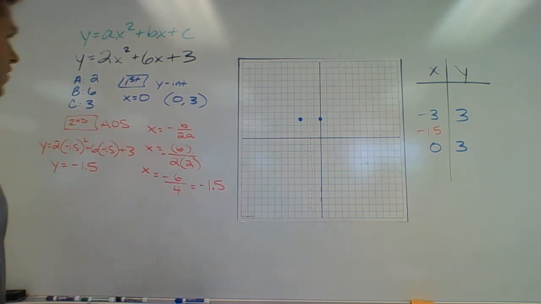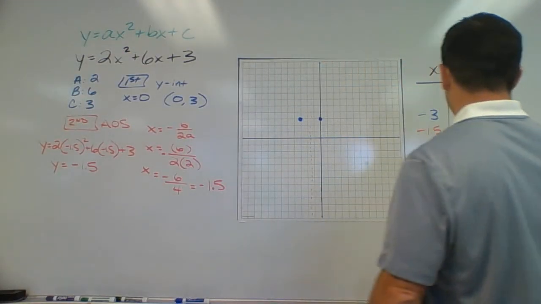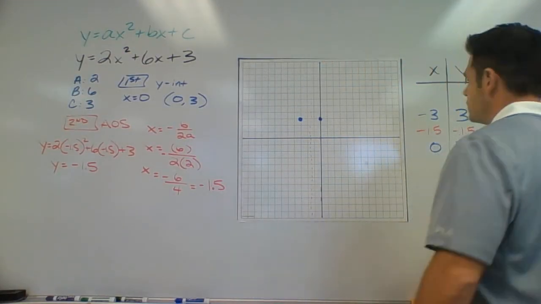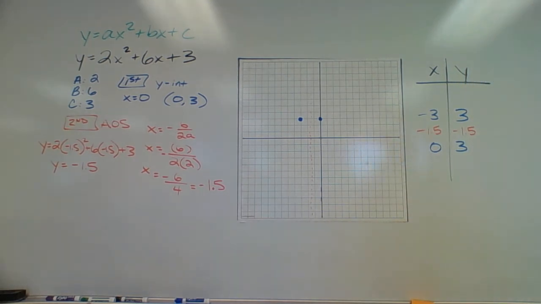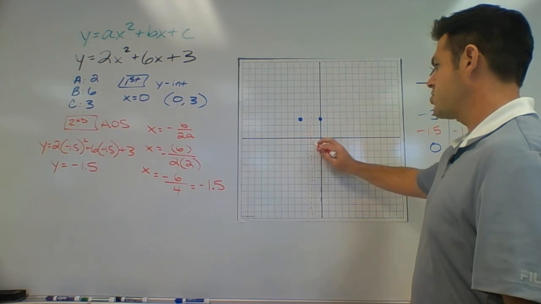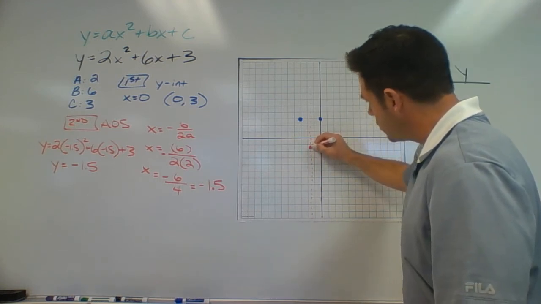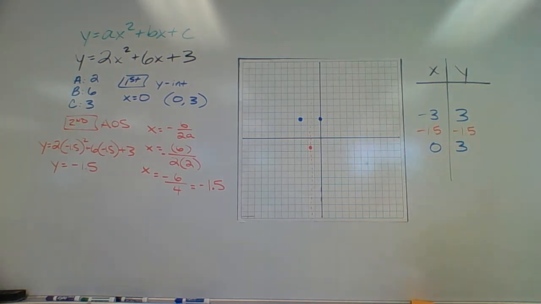So for our vertex here, I have a negative 1.5 for the x. Technically, I have a y value of negative 1.5 also. So I'll graph that point. It'll be a little bit thought-provoking here. We already have our axis of symmetry. I go down 1, and halfway right there would be our vertex.